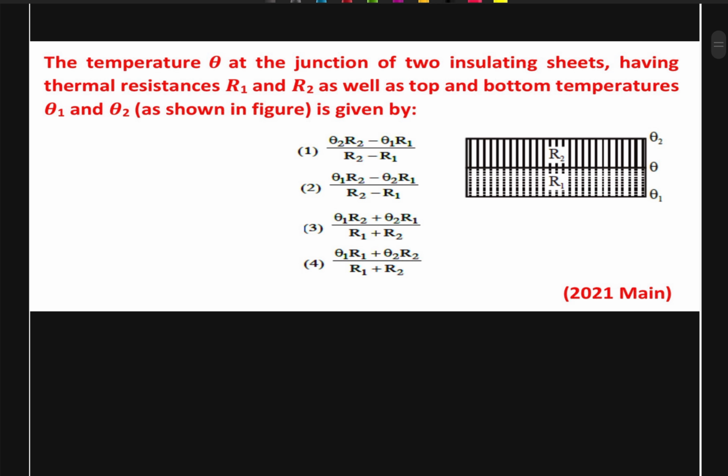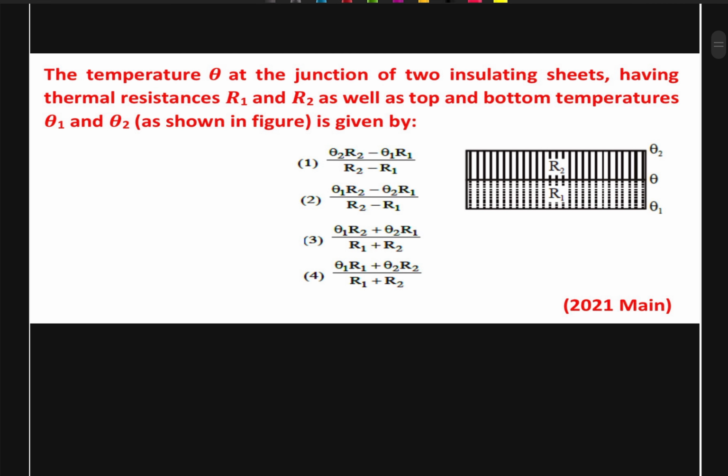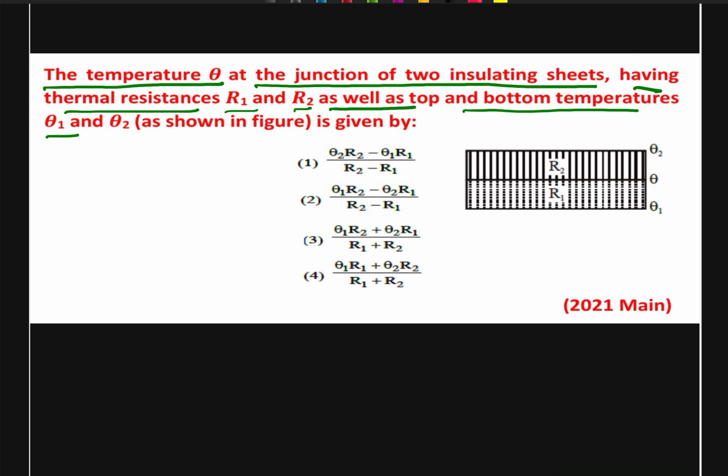It states that the temperature theta at the junction of the two insulating sheets having thermal resistances R1 and R2, as well as top and bottom temperatures theta 1 and theta 2 as shown in the figure, is given by. So we have to find out the temperature at the junction in terms of theta 1 and theta 2 as well as the thermal resistances.